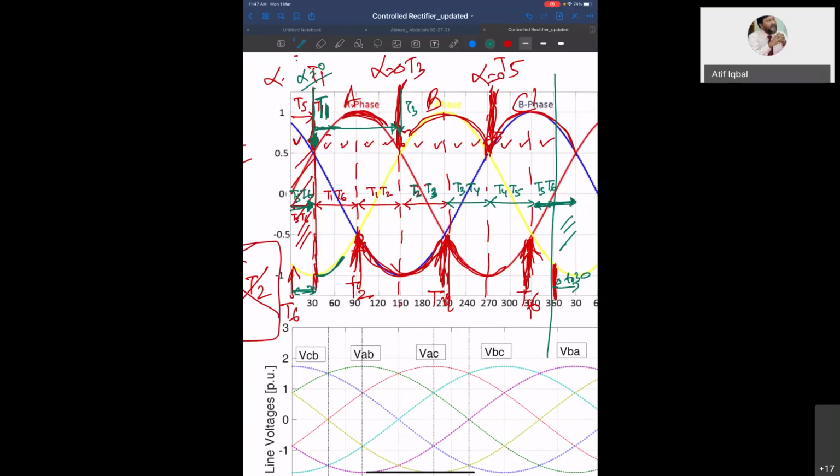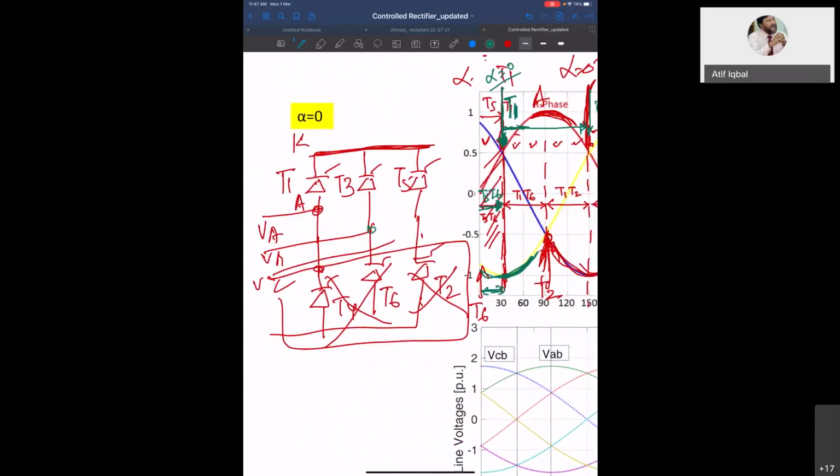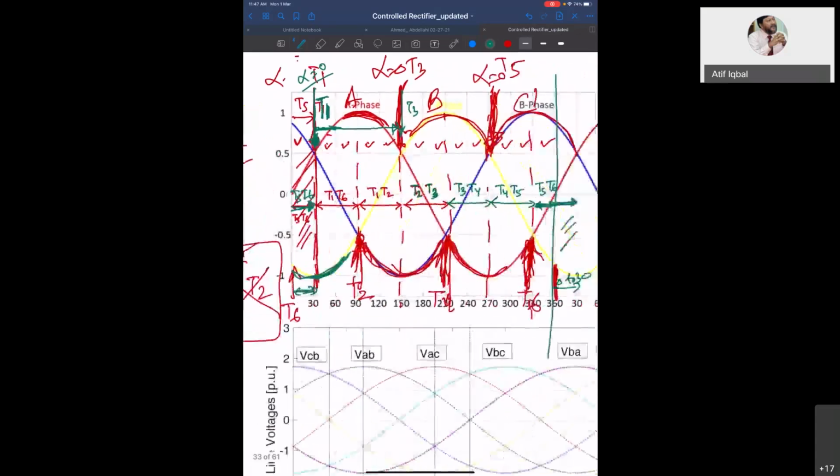This is phase B, isn't it? In phase B, which one is connected? T6 is connected. So T6 is operating here. From here to here, T6 is operating.